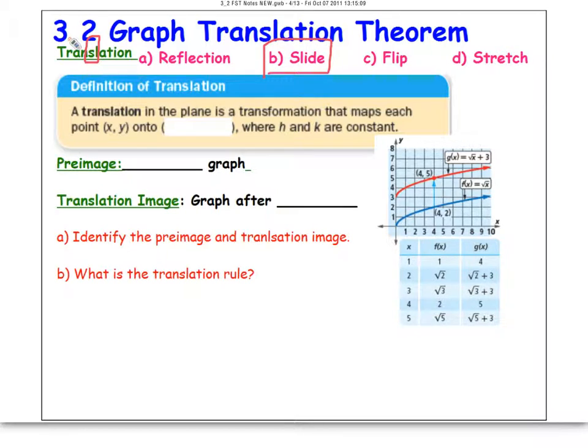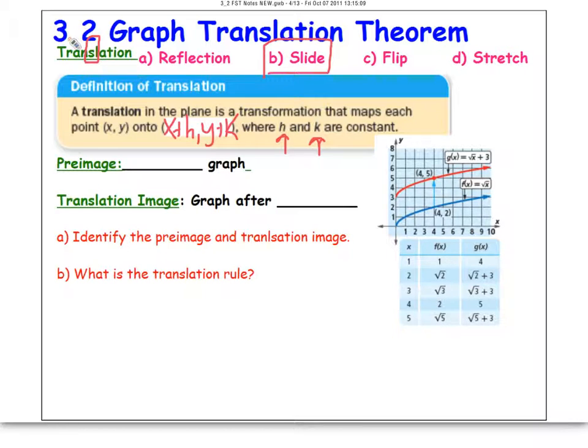So to translate means to take a graph from its parent function and to slide it either left, right, up, or down. So a translation rule in the plane is a transformation that maps the point x, y onto the point x plus h, y plus k, where h and k are constants. Now h just means it's the x movement and k means it's the y movement.